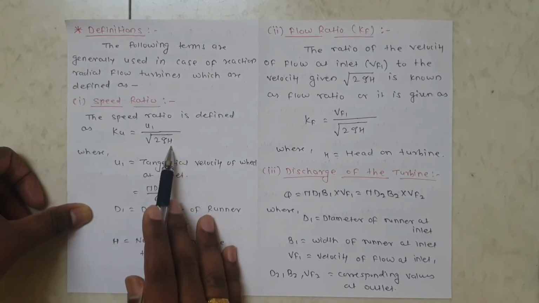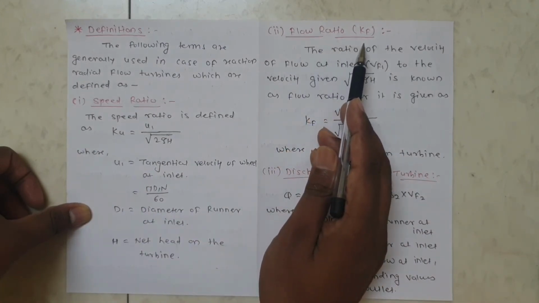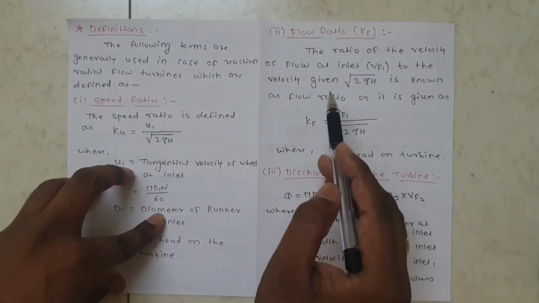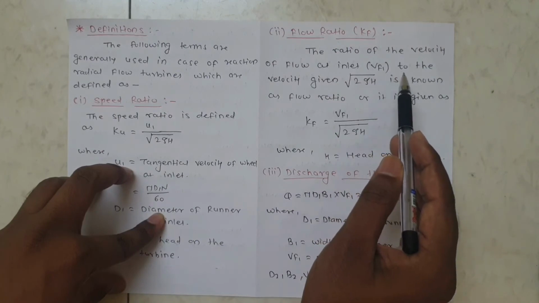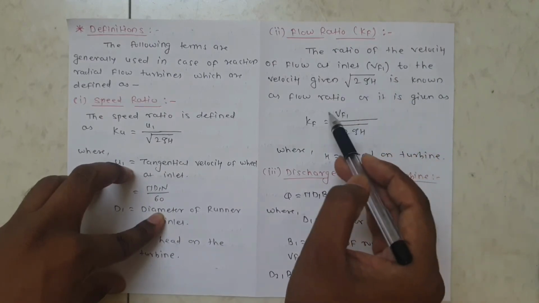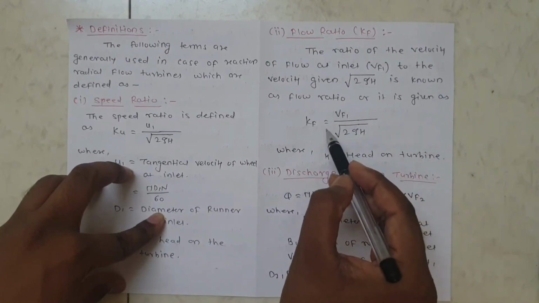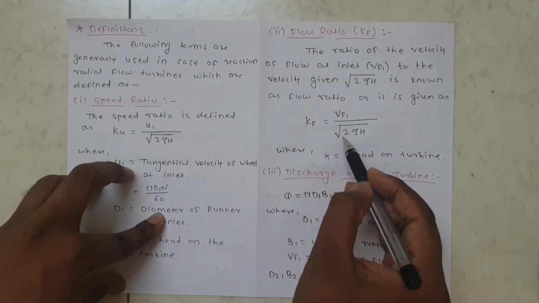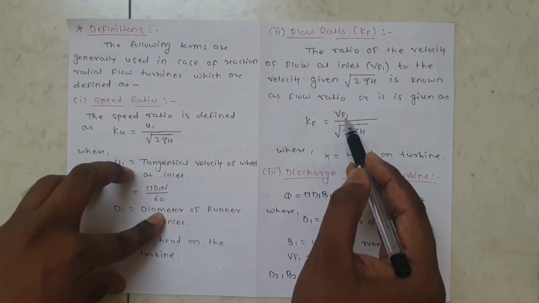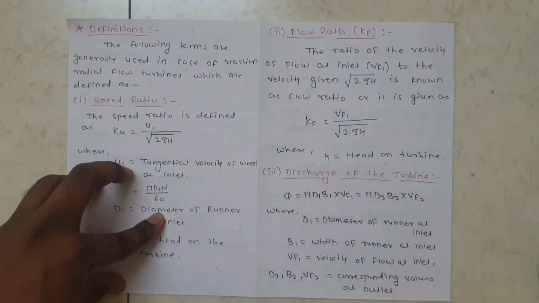Flow ratio Kf. Flow ratio is defined as the ratio of the velocity of flow at inlet Vf1 to the velocity given by square root of 2gH. It is given as Kf is equal to Vf1 divided by square root of 2gH, where Vf1 is the flow velocity at inlet and H is the head on the turbine.